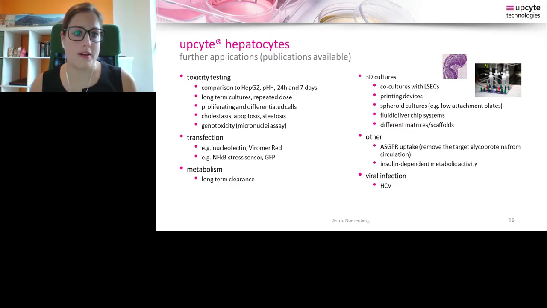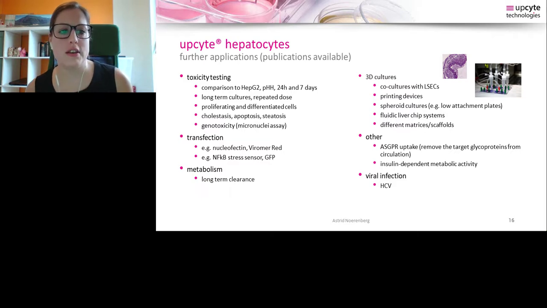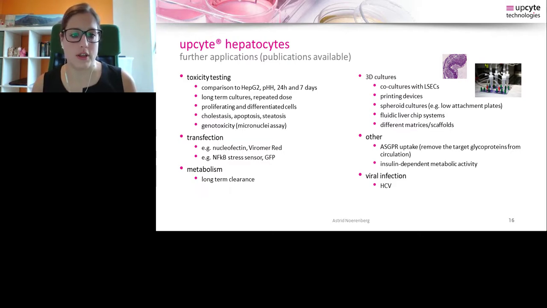So in summary, for toxicity testing, we have quite a lot of data available, for example, on cholestasis, apoptosis, or steatosis testing. And since they do proliferate, you can also use them in gene tox, for example, for the micronuclei assay. You can also transfect the cells. We have tested a lot of transfection reagents in-house, for example, ViaFect, which we think is a great one. We transduce the cells with GFP and so on.